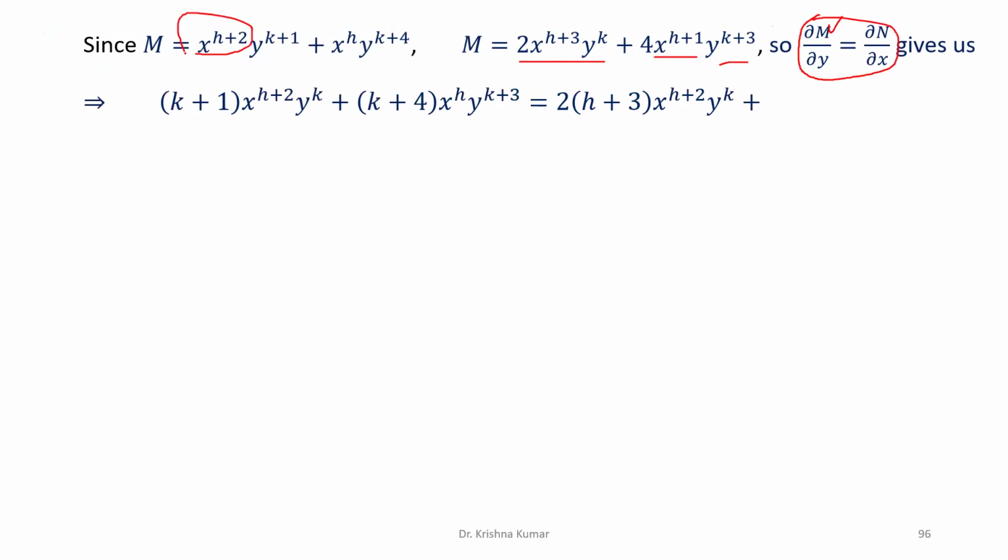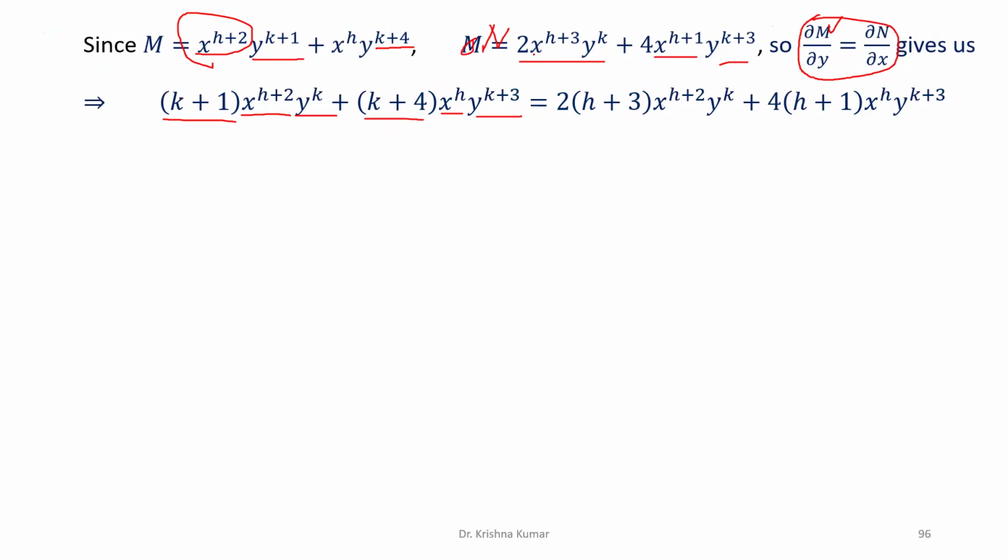So this is constant, and the derivative of y to the power k plus 1 is (k plus 1) y to the power k into x to the power h plus 1, plus here the derivative of y to the power k plus 4 is (k plus 4) y to the power k plus 3, and x to the power h. Similarly, this is the partial derivative of M with respect to y. Similarly, we can find the partial derivative of N with respect to x. This is not M, this is N.